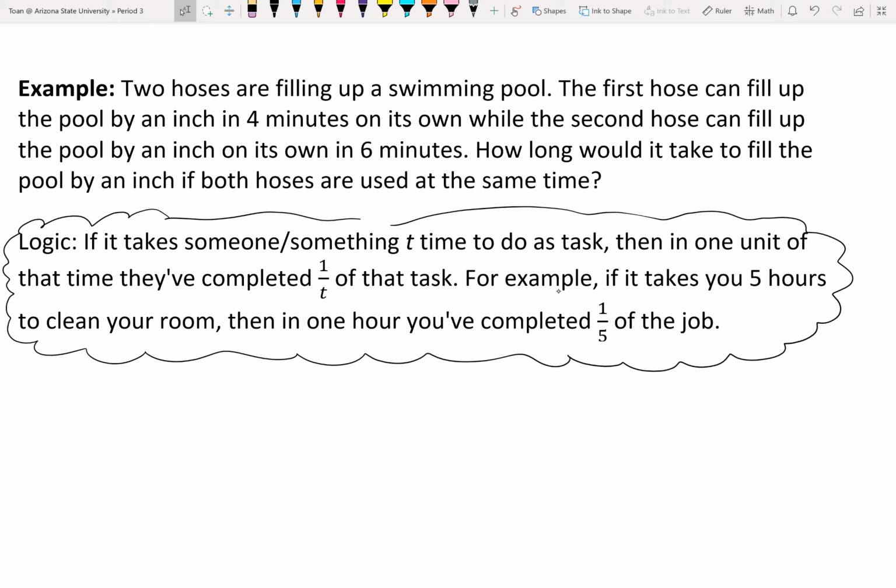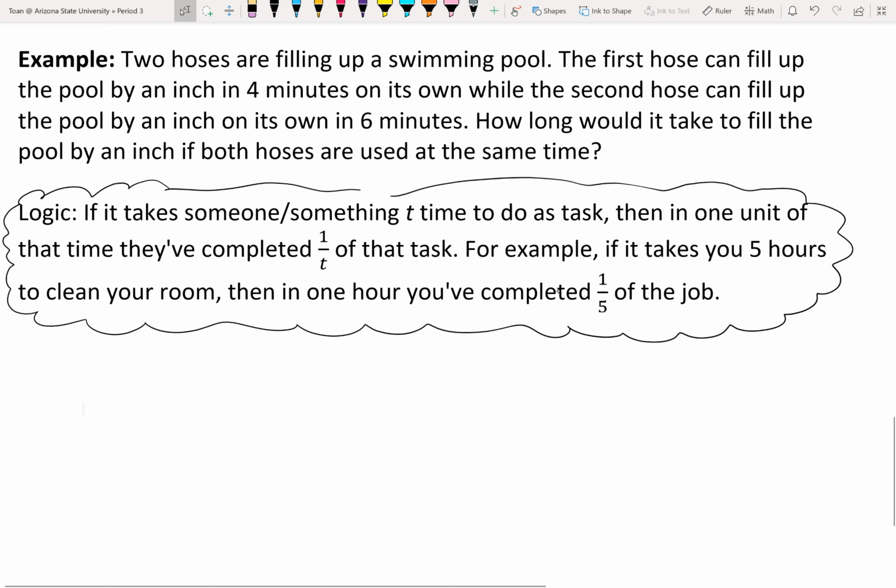Instead of just turning one on and turning the other one off, let's run both of them on at the same time. That'll be faster, right? So your question is, how long would it take for both of them running to raise the swimming pool by 1 inch? Lots of information, sounds complicated, but all it is just an application of this logic here.